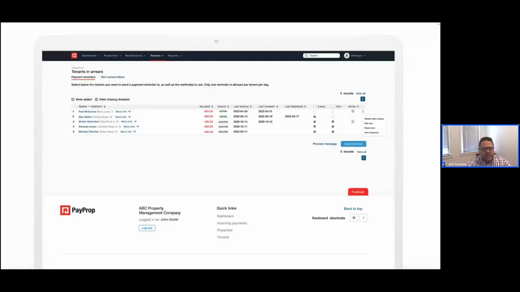So again, you're going to have that aspect to be able to know exactly where your business lies any moment in the day. And then also it gives you the ability to turn on and off the debt chasing features. You can put notes in the system as well.